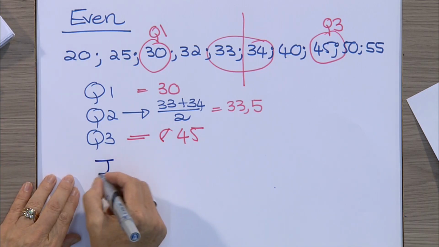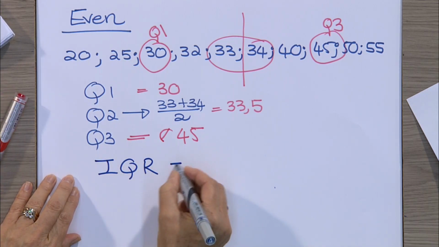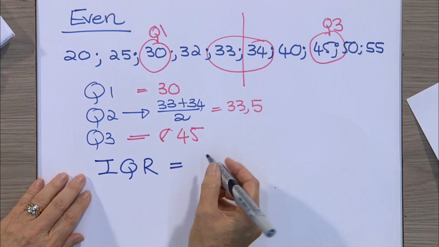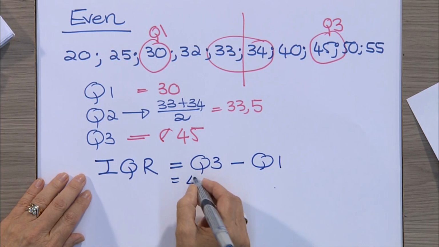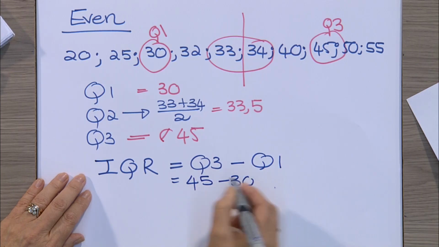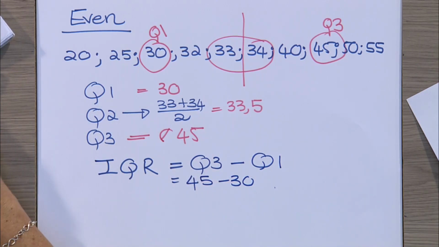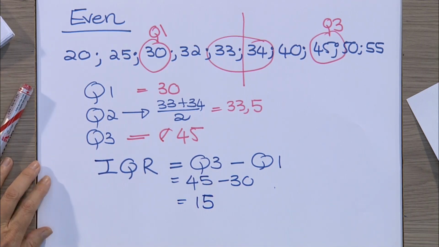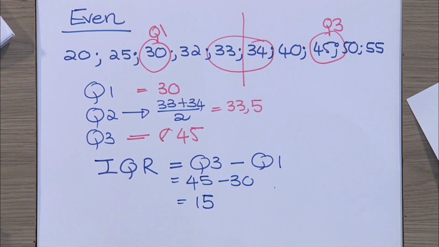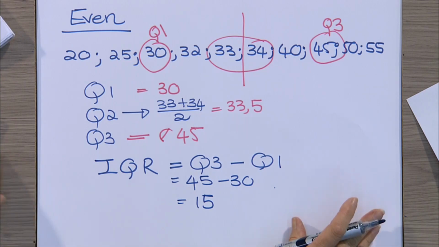And then I want to work out my interquartile range. So the formula for the interquartile range is Q3 minus Q1. So I will say 45 minus 30, and my answer will be 15. And then I have my interquartile range.